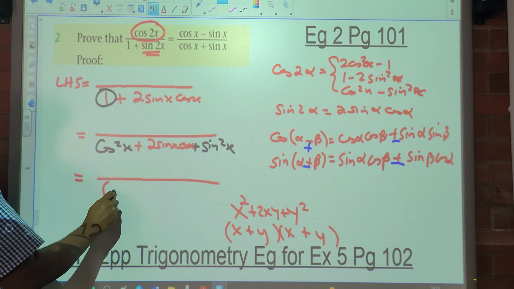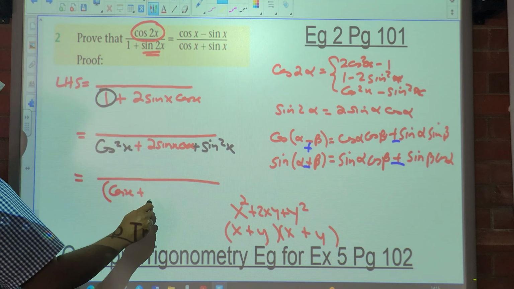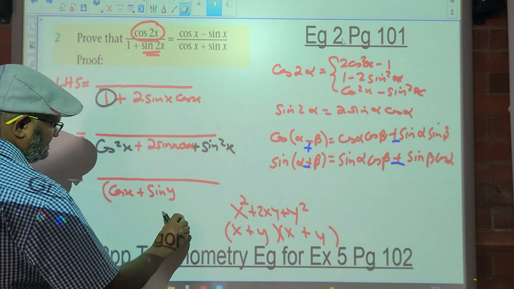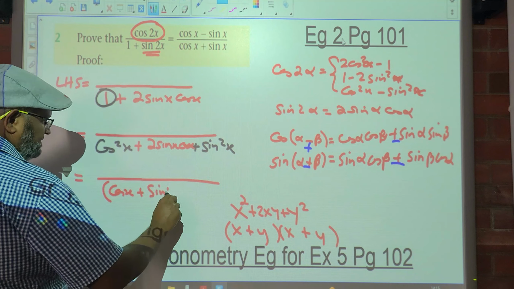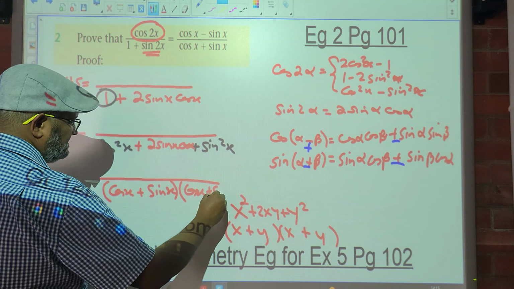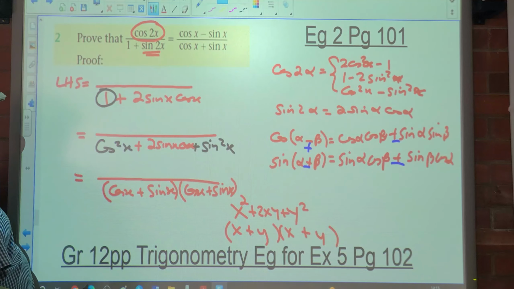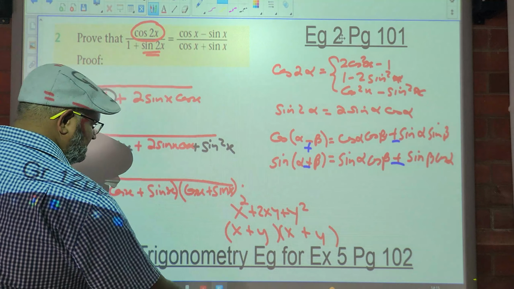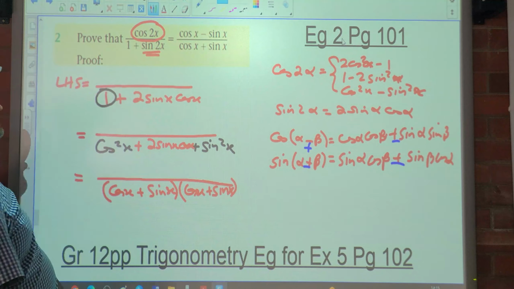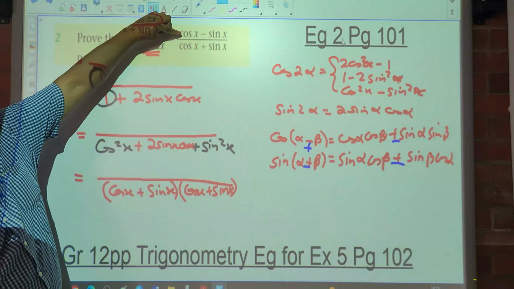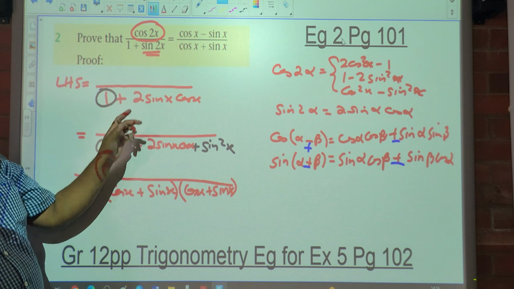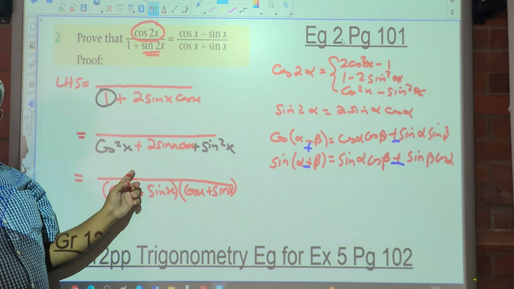If cos is x, it's going to be cos x plus sin, which is sin x, sorry, in this case, times cos x plus sin x. Not so? We now look at the numerator. What can that be changed to? If we look at what we are going to end up with, the denominator needs to cancel with one of the numerator's factors.